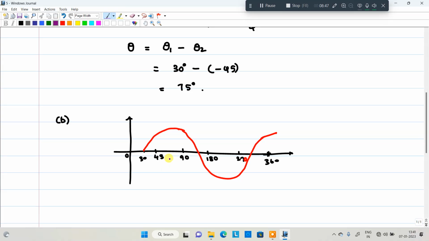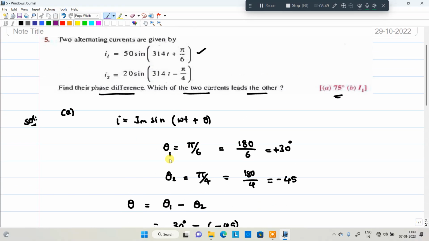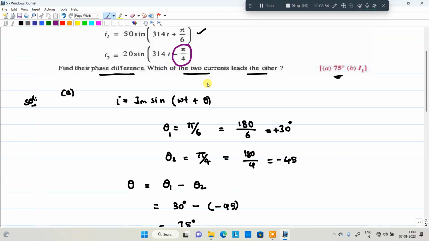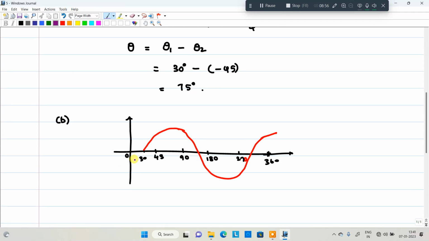Next, the other waveform starts from minus 45 degrees. So minus 45 degrees means, here is 0. For example, this is 30. Minus 45 means here 30, here minus 45. So this particular waveform is starting from here. What is the phase angle in between? The phase angle in between is 75 degrees.